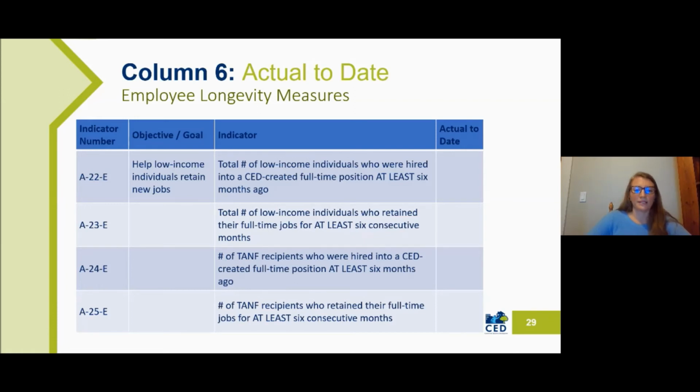So we went through businesses, positions, and then the next group of indicators deals with individuals. So it's always in that order: businesses, jobs, and then individual employees within that job. This group deals with the individual's longevity in a position, and it demonstrates how you have helped individuals retain their jobs. A22 and A23 ask for the number of low-income individuals, including TANF recipients, who have retained their jobs for 6 months or more. And then A24 and 25 ask about TANF recipients only. So you keep drilling down deeper into the data as you move down the questions in the PPR.